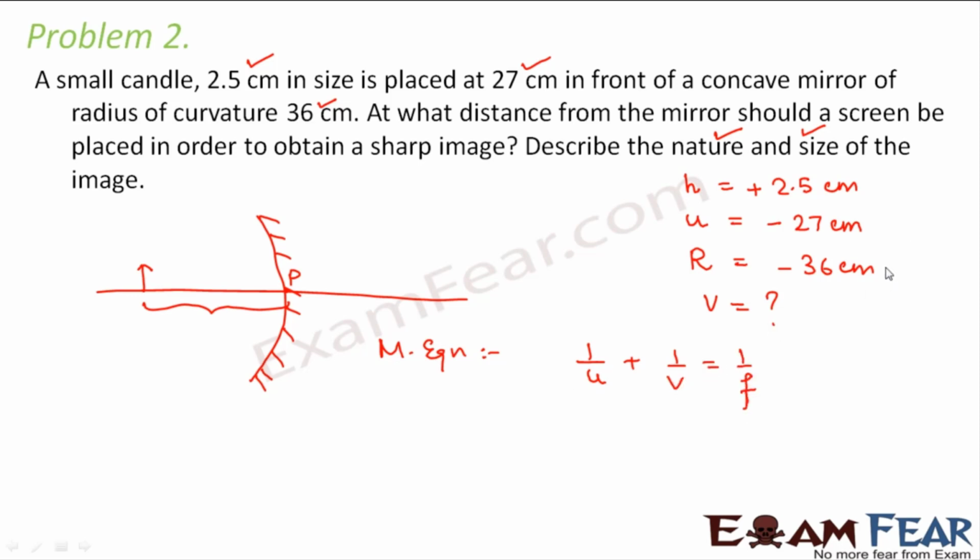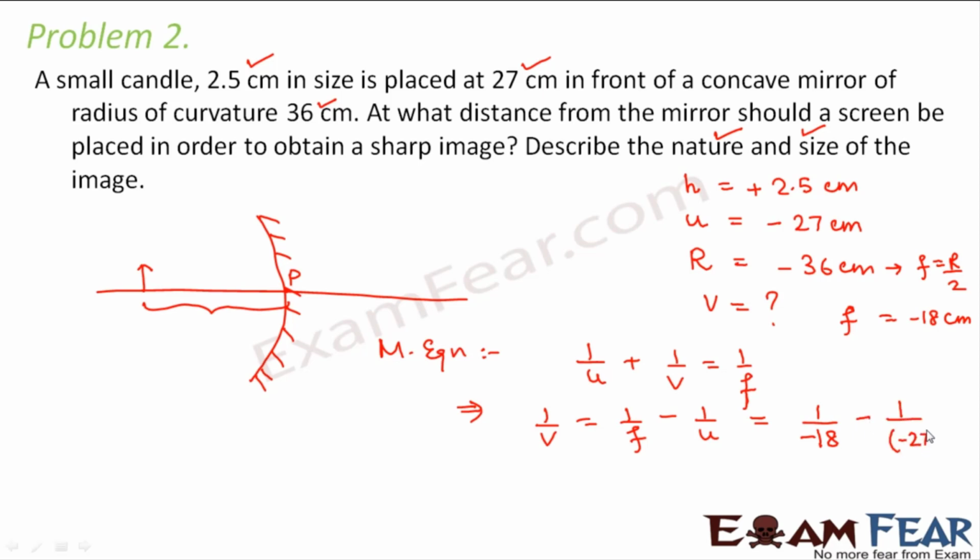Now how do we calculate f? f is nothing but r divided by 2. So from that we can say that f is minus 18 centimeters. We will put that value in this expression. So we get 1/v = 1/f - 1/u, which is equal to 1/(-18) - 1/(-27). From this we get v = -54 centimeters.